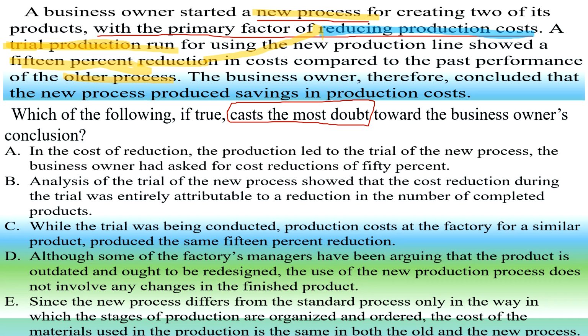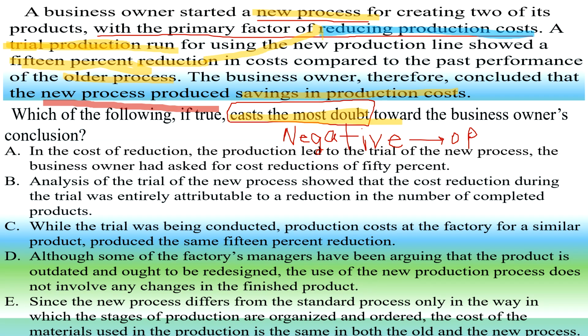Now you want to cast the most doubt. Now you can bring this up about the savings in the production cost, but overall, what are we really trying to do? We're trying to make sure that the new process actually worked and is the most beneficial. So when we do that, we want something that is negative. And when it is negative, it's going to somehow be the opposite of what the business owner wants. Okay, so a negative negates, casts the most doubt. It's the opposite of what the owner wants.